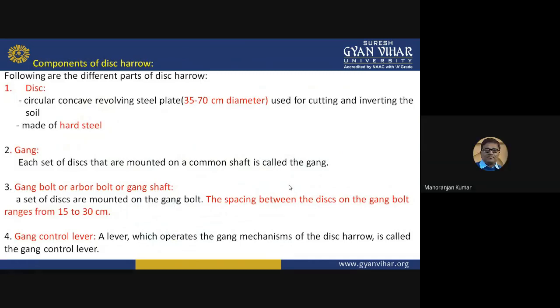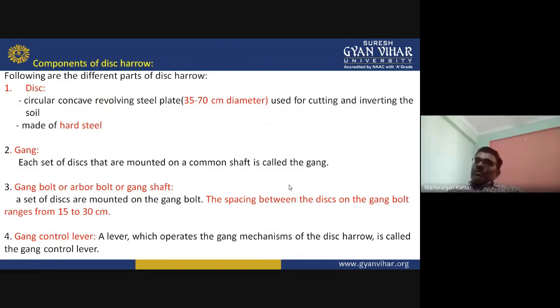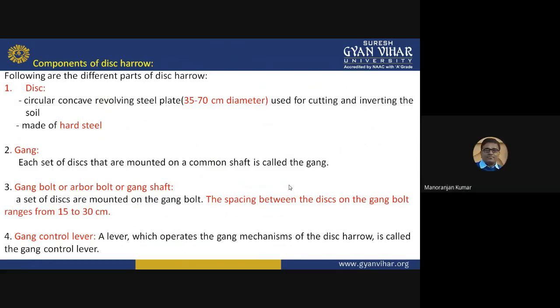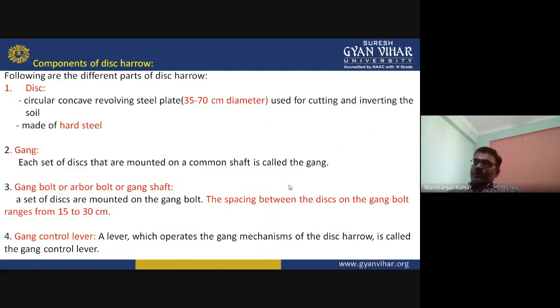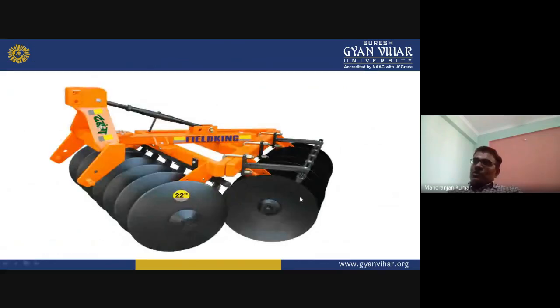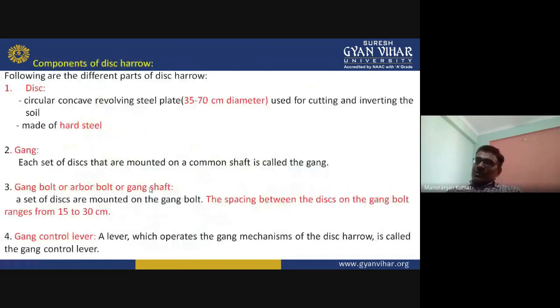Now the gang bolt. Third part is gang bolt. This gang bolt is also known as arbor bolt or gang shaft. So on the gang shaft, a number of discs are mounted. The spacing between the discs on the gang bolt ranges from 15 to 30 centimeter. Here you can see on the shaft there is some spacing between the two discs. So this spacing generally varies from 15 centimeter to 30 centimeter.